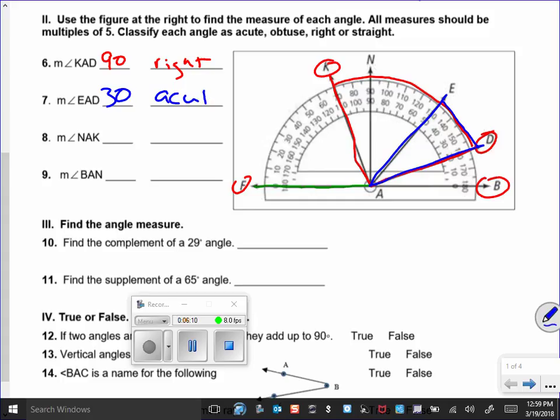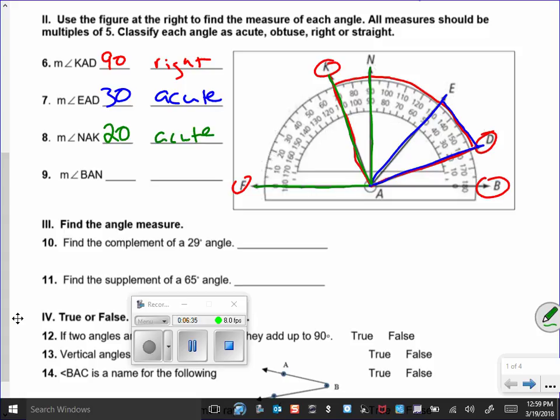You got it. All right, now the next one is going to be angle NAK. So let's start there. We haven't done green yet. NAK, so one that's a little smaller than 90. If we look at that very quickly, that's going to be 20 degrees. That's also going to be acute.